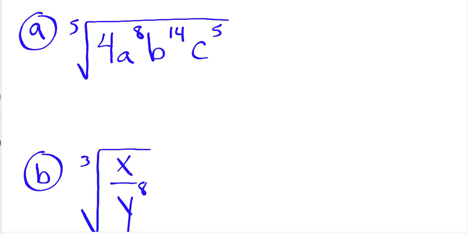Okay, so the way we handle this is we go through one thing at a time. If we can't do anything with it, we write it back underneath. If we can do something with it, we pull out what we can, and then we write the stuff that stays back underneath. So how many groups of 5 can we get from A to the 8th? Well, we can get 1 group. And then you ask yourself, how many are left after I take out that 1 group? There's 3 left. I can't take any more out.